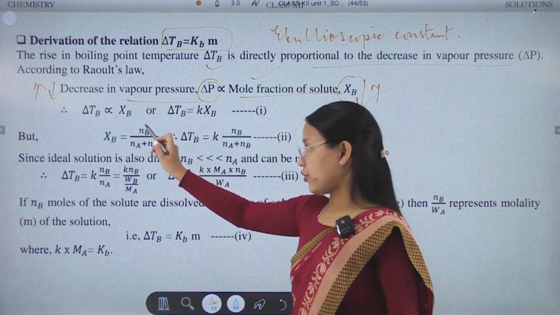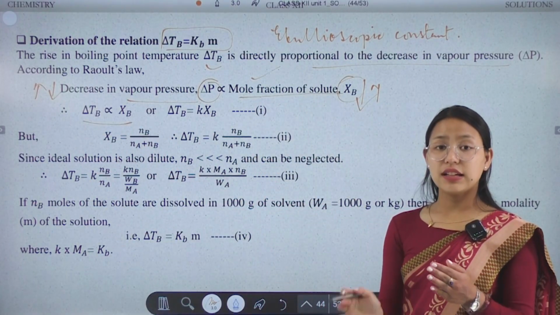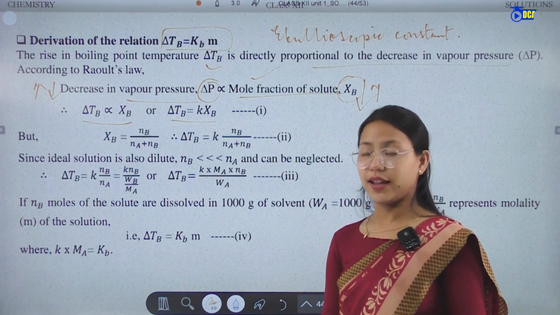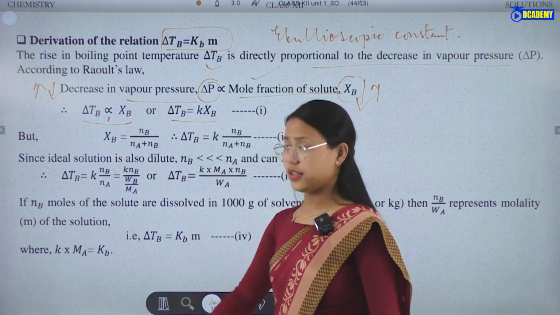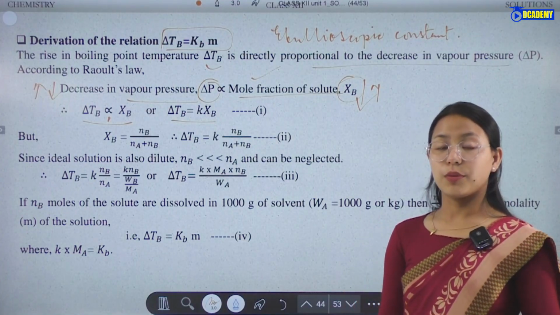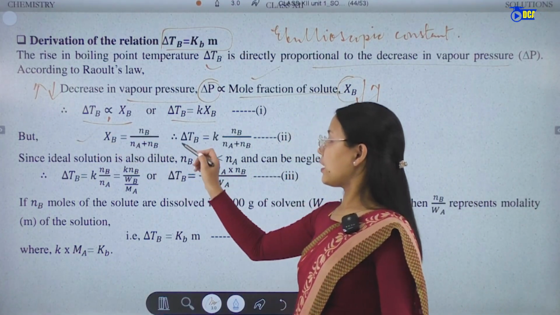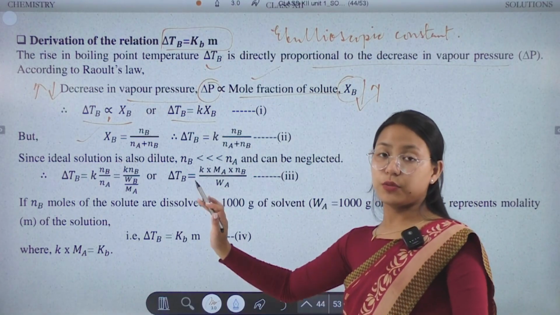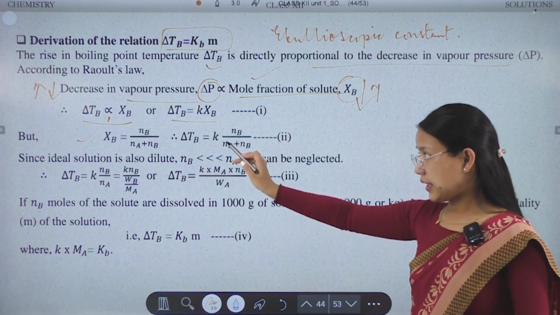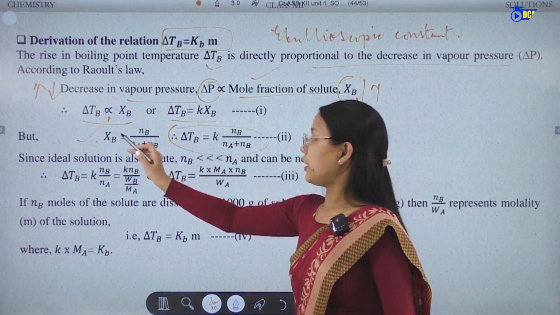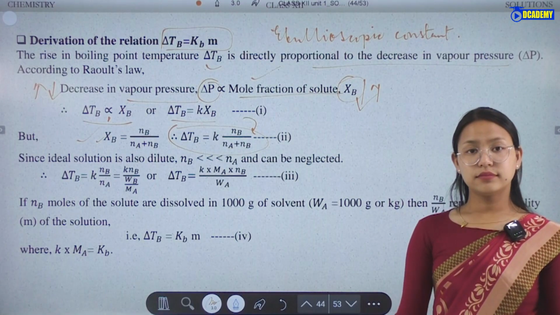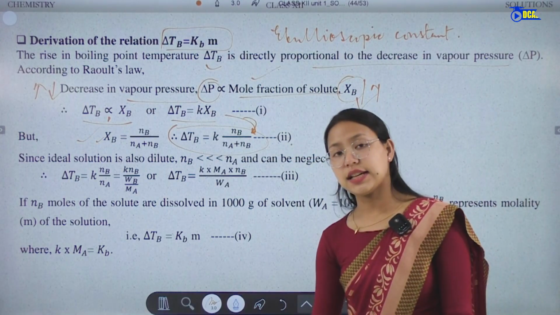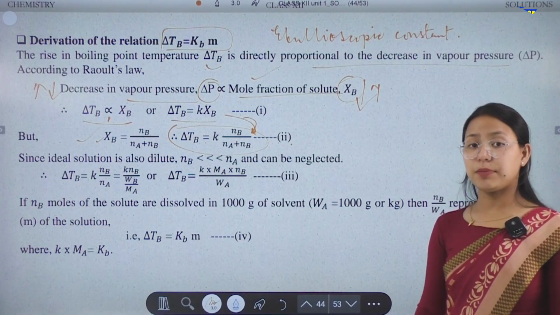Then delta TB is proportional to XB, so delta TB equals K XB, where K is the proportionality constant. Here XB, the mole fraction, means the number of moles of B divided by the number of moles of A plus B. Substituting, we get equation number 2: delta TB equals K NB divided by NA plus NB.